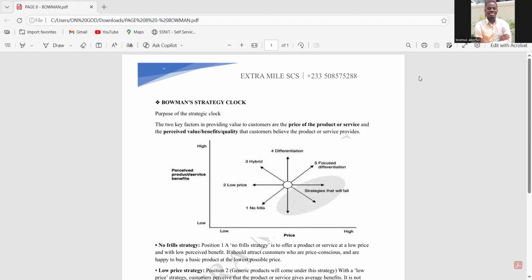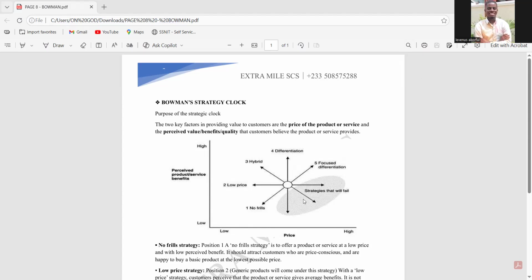They're saying that for every price and every quality that you choose, it can help you as an entity to gain some competitive advantage over your competitors. What is Bowman basically saying? Bowman is saying that the strategic clock explores the combination of price and perceived quality, value, or benefit that can be served to customers. All right. So he developed this Bowman strategic clock, as you can see in the diagram.